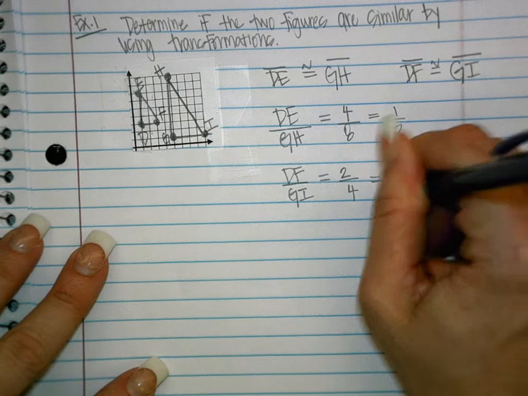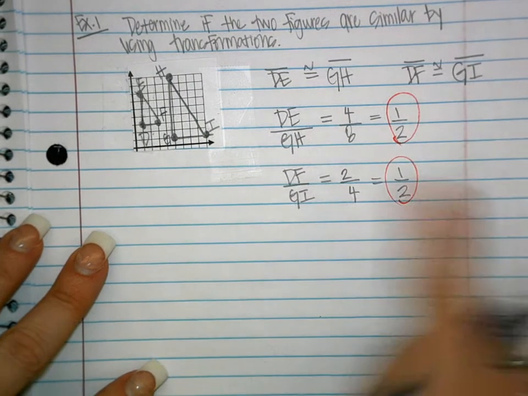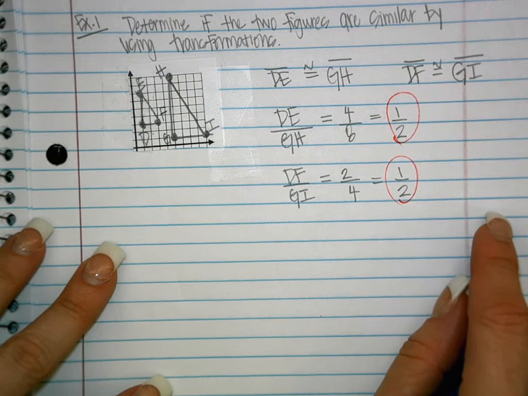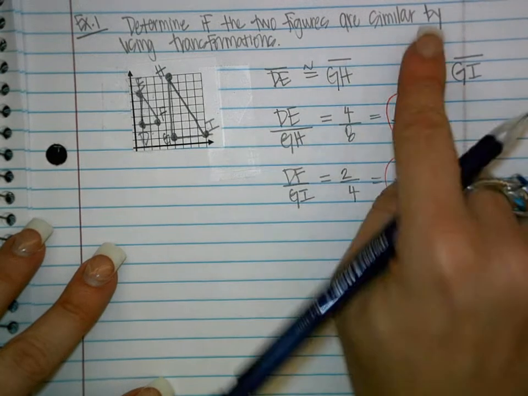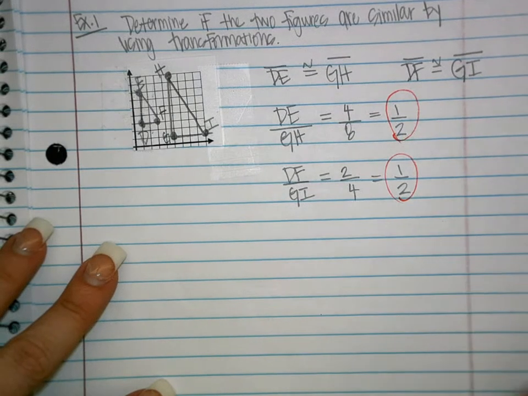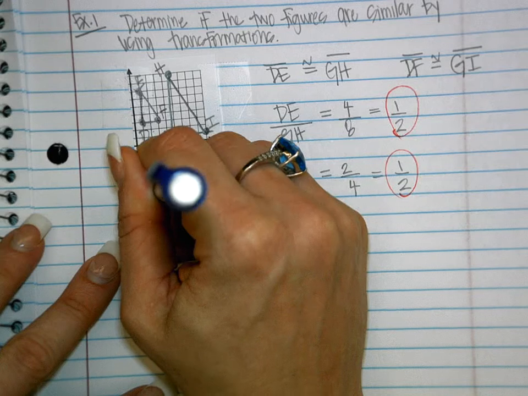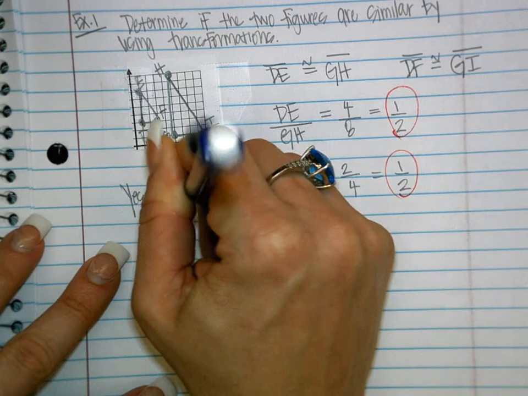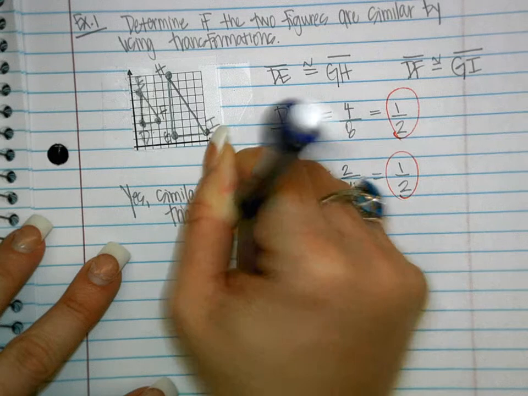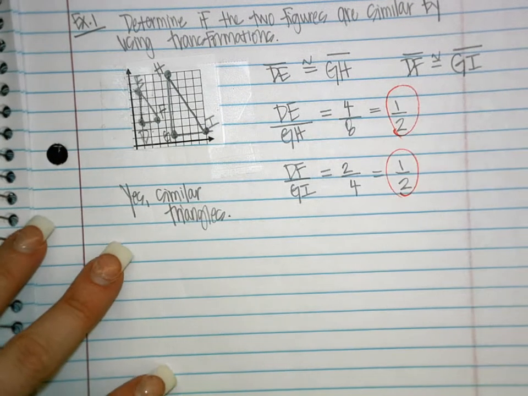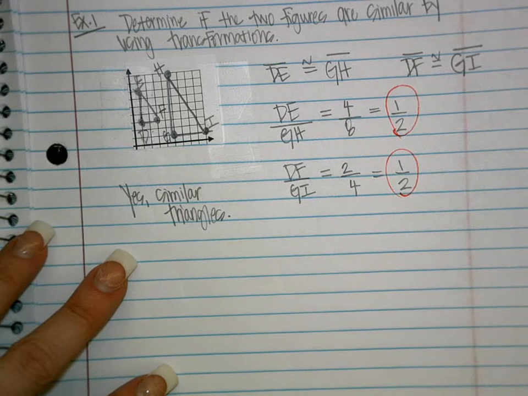1 over 2. Since these are the same, okay, since the ratio of the sides are exactly the same, then you can say, yes, the triangles are similar. So determine if the 2 figures are similar by using transformations: yes, these are similar triangles. Okay, and the way we check it is by checking what's called their ratios. Okay, so yes, they are similar.